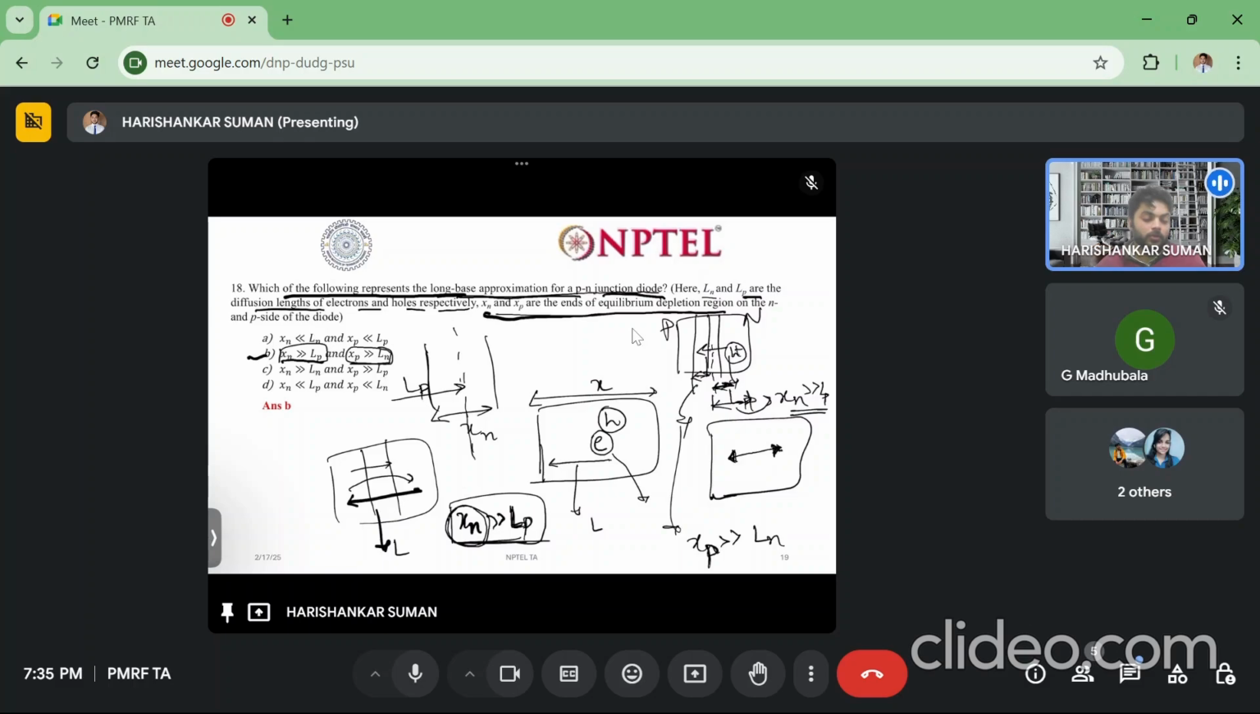Okay, so the depletion length should be greater than the diffusion length of the charge carrier. The minority charge carriers cannot cross the depletion region. The band and Fermi level is formed. Okay, this is for minority charge carriers.